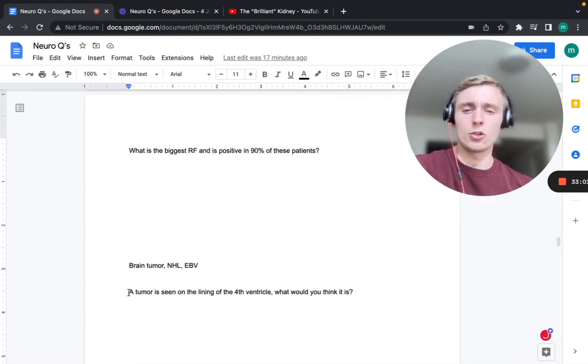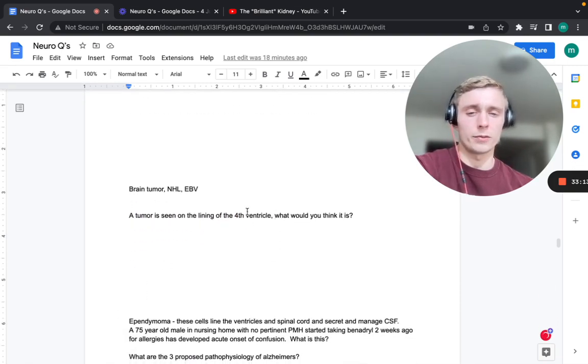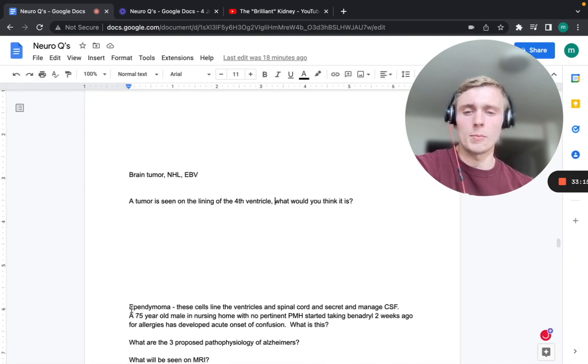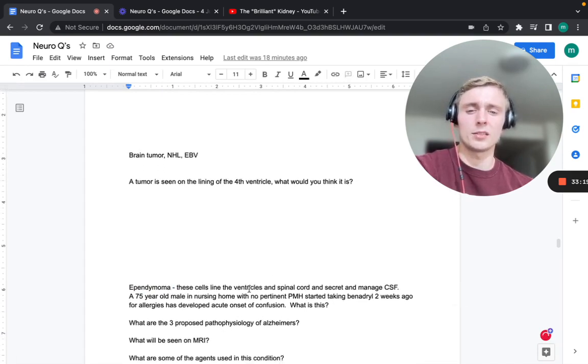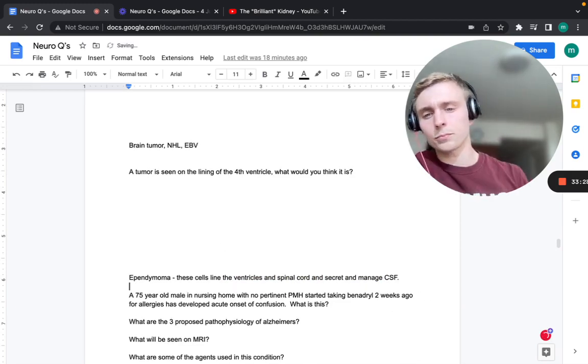So next one, a tumor seen on the lining of the fourth ventricle. What would you think it is? So what cells are even on the fourth ventricle? It's important to know. Ependymoma. Ependymoma cells line the ventricles and spinal cord. They secrete and they basically manage the inflow and outflow of CSF. So that's what you see.